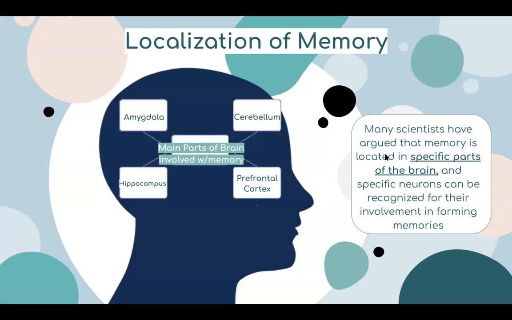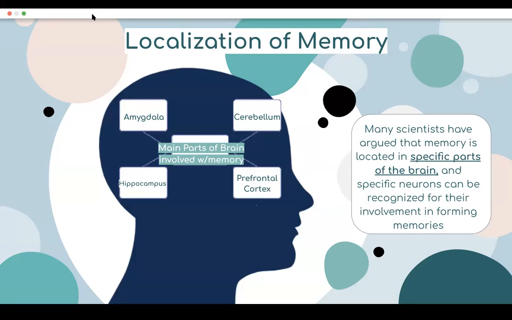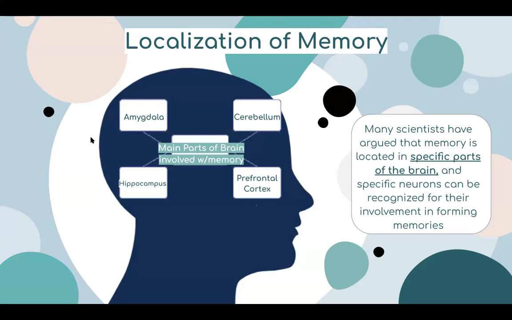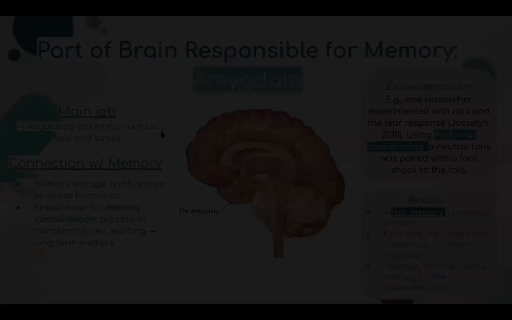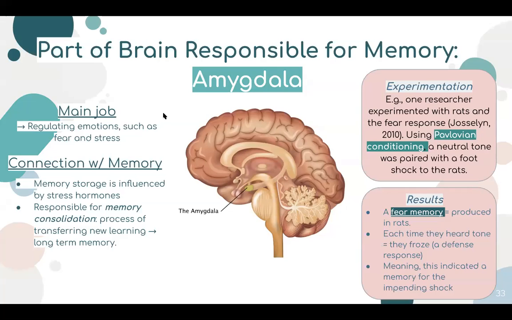Involvement in forming memories. And again, this includes specific neurons in the amygdala that are known to contribute to memories involving pain and fear. So again, talking about the amygdala, it regulates emotions such as fear and stress, and it's connected to memory in terms of influencing it with stress hormones. So it's responsible for memory consolidation and the process of turning a new memory into long-term memory, making sure that you don't repeat the same thing that caused you that fear or pain or other things.